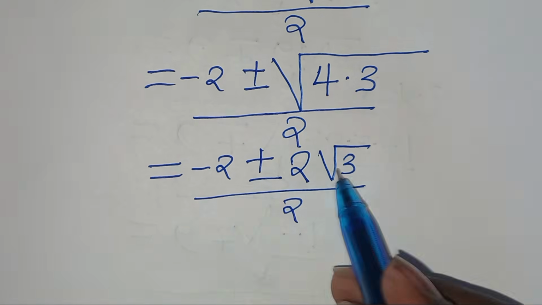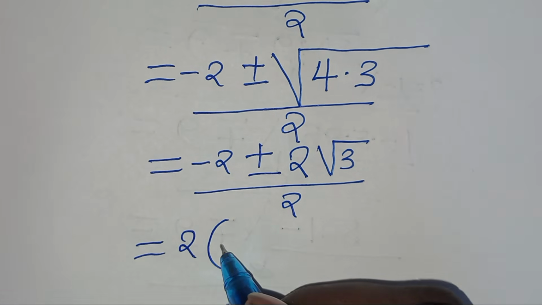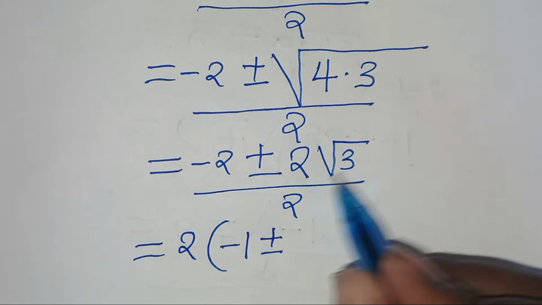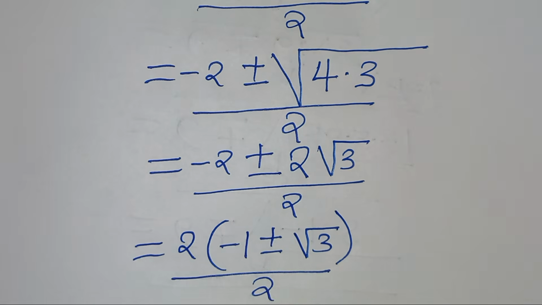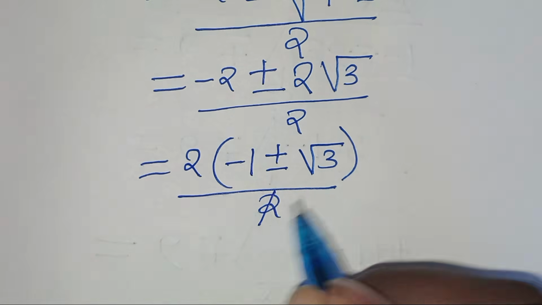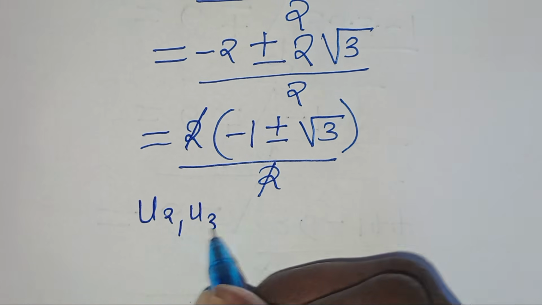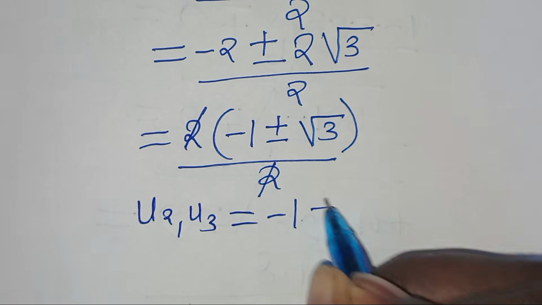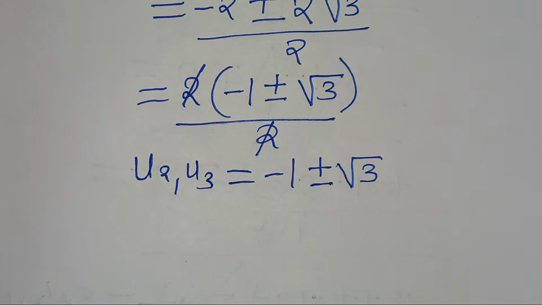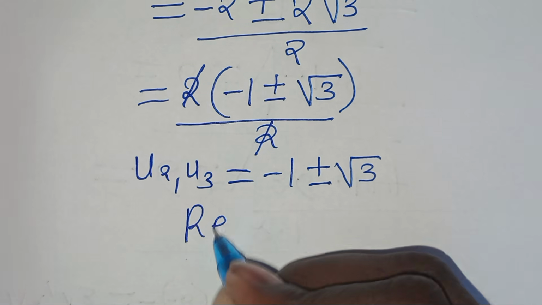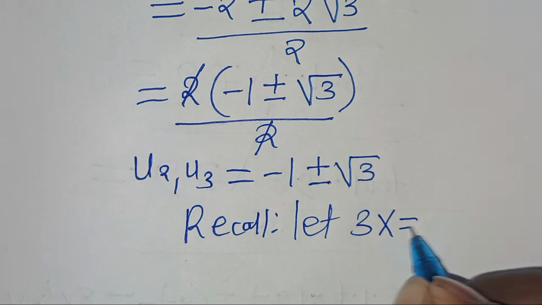Now in the numerator here, we have that 2 is common, so we can factor out 2. So minus 2 divided by 2, this is negative 1, plus or minus 2 square root of 3 divided by 2, this becomes square root of 3, then divided by 2. So let's simplify 2 and 2 here. So this denotes that we have u2, u3 equal to negative 1 plus or minus square root of 3. But now we are solving for the value of x. So if you recall, we let 3x be equal to u.